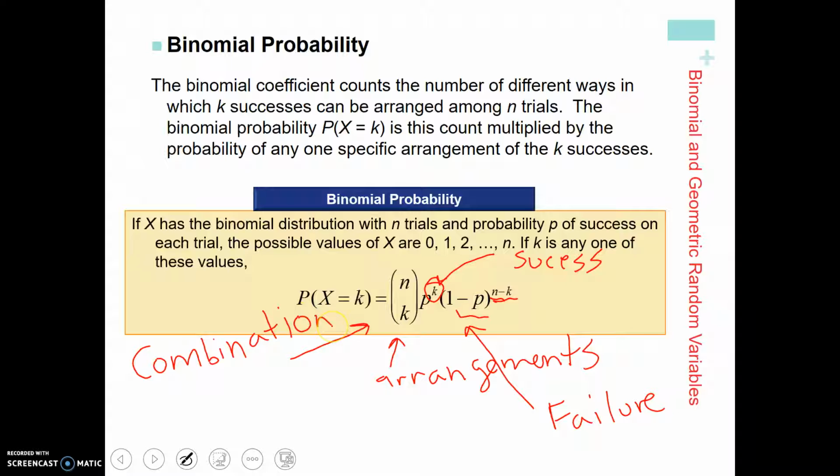And how we would calculate this is we would take the combination of the N trials with K successes. That's how you write that, and that's how you'll write it in your calculator. We'll see after we solve through a problem. So I'm going to solve through a couple of these problems to show you how you would do all these calculations by hand.